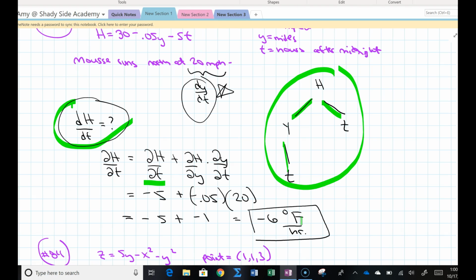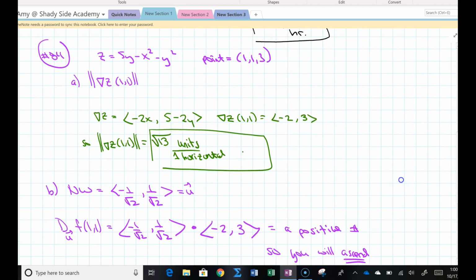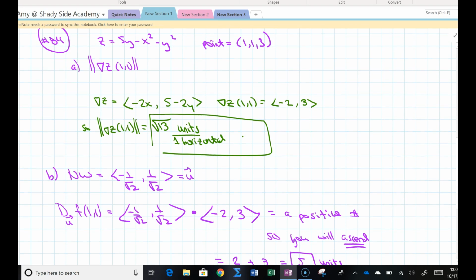Okay, here's 84. I think the question was A and B were fine, but what's C? I just did the whole thing. So 84, you're given this function, you're standing at this point. If you choose to climb in the direction of steepest ascent, what is your initial rate of ascent relative to the horizontal distance? That answer is going to just merely be the magnitude of the gradient at (1, 1), which is where you are. And here I am just finding the general gradient, and here is the magnitude of that gradient, which is radical 3 units per horizontal distance you travel in this direction, okay?